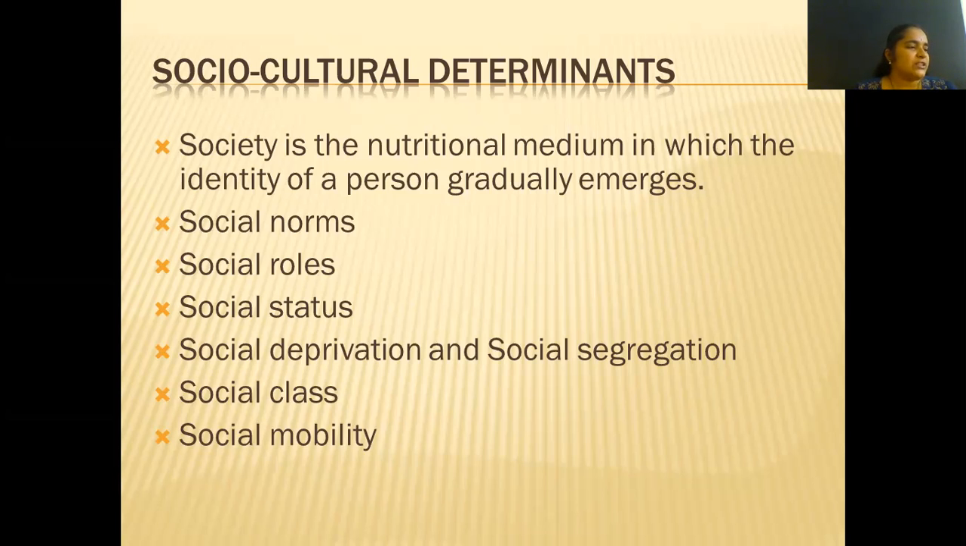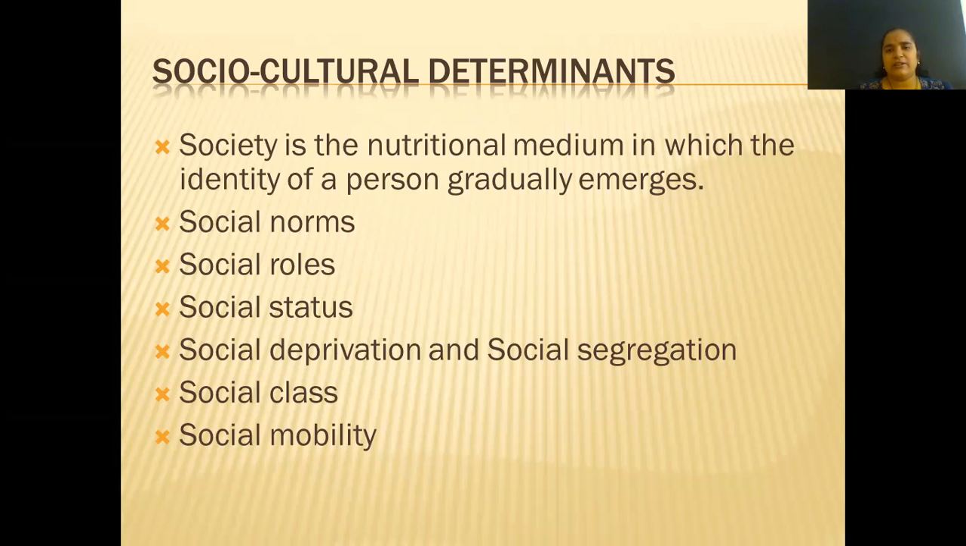When you talk about socio-cultural determinants, we have a list of determinants which are social norms, roles, status, social deprivation, segregation, class, mobility, family, and education. Family and education, though part of socio-cultural determinants, we'll study as a separate topic in our next class. Today we'll focus on these concepts only. Society, along with individualistic contents, plays a very important role in shaping one's personality. We'll start with the first one, that is social norms.